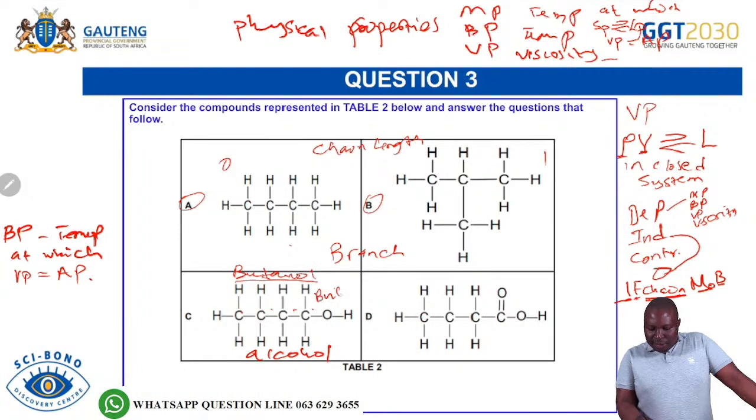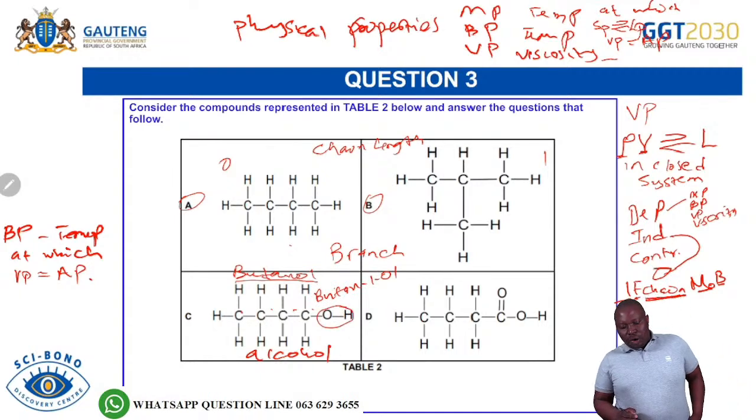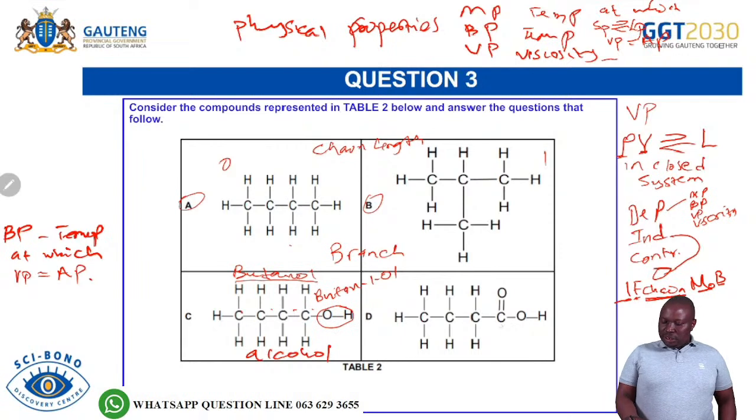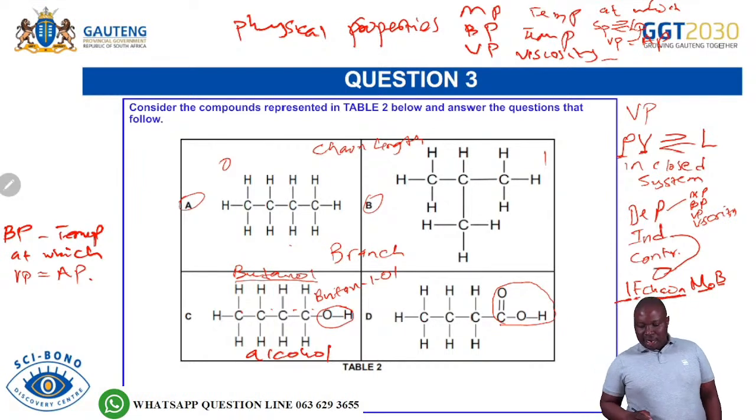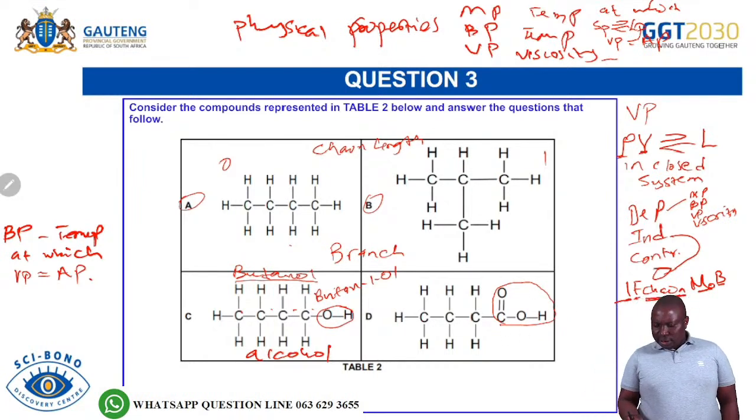Let me write the name correctly. Butanol, because we are saying in carbon number 1 we have an OH. So that is butanol. Then in number D, you can see we have a carboxylic acid, because that is a COOH. Some would like to say COO, and they remember that is a carboxylic acid. So you can see that we have all those structures.